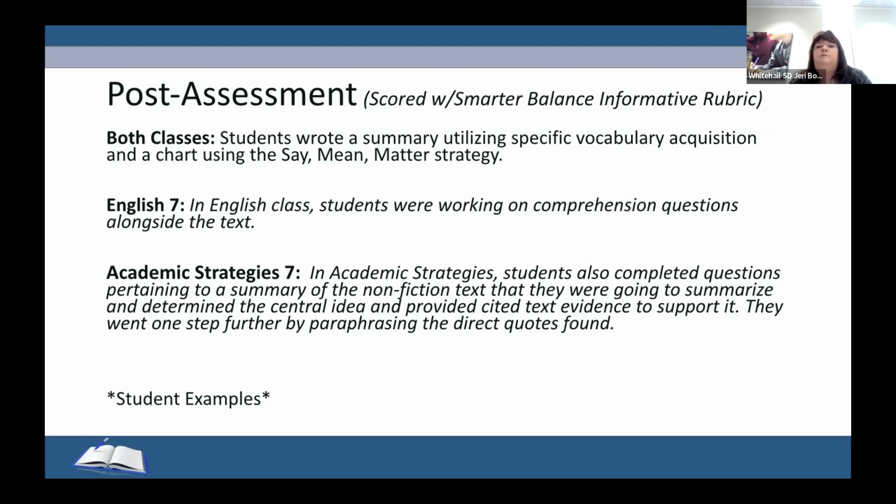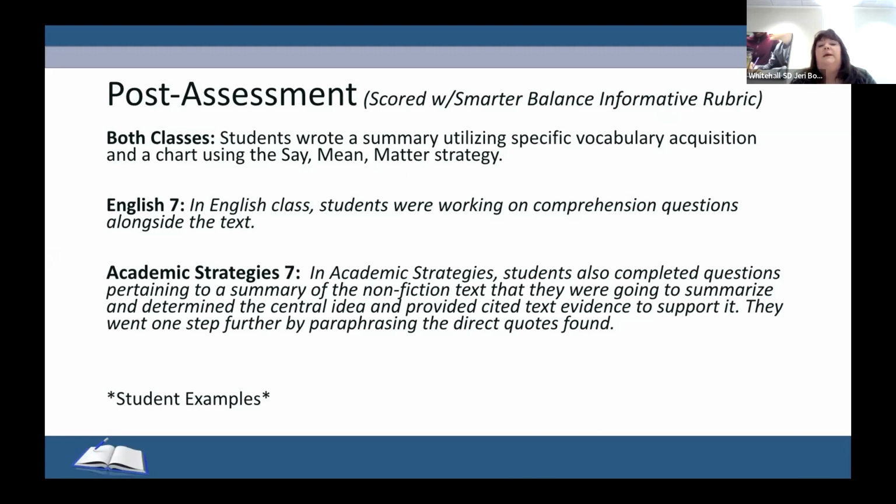And of course, as we were reading it, they were working on comprehension questions alongside the text, which is something that we always do. Otherwise, the text gets a little unwieldy for them. So they need somewhere to be able to take those notes and come back to a reference point. And academic strategies, we started off with a shorter article that they read, that they summarized in their initial summary. And then we went on to, and they were both nonfiction texts. And then we went on to a longer text, and we read both texts together.